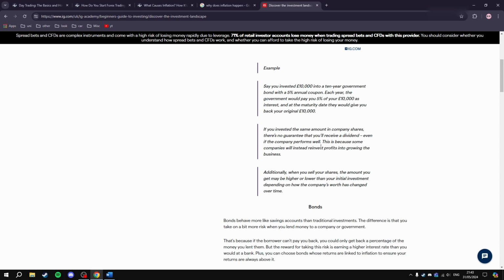Okay, wait, let me just read that again. Say you invested £10,000 into a 10-year government bond with a 5% annual coupon. Each year the government will pay you 5% of your £10,000 as interest, and at maturity date they will give you back your original £10,000. Wait, so 5% of 10,000, that's... I should know this straight off. Why is that so hard? 5%, is it 500? Wait, 10,000 times 0.05? Yeah, it's 500, okay, 500.